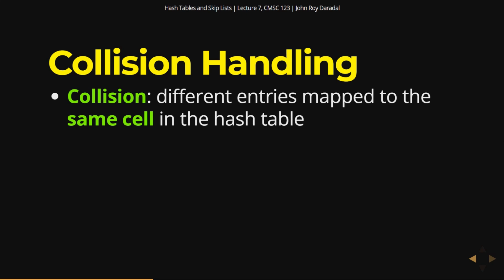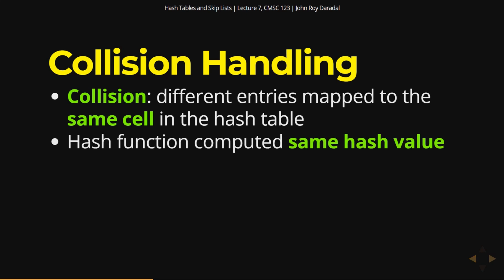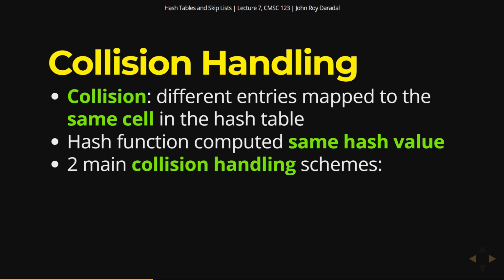Okay, so collision is defined formally as when different entries are mapped to the same cell in the hash table, and this happens when the hash function computes the same hash value for two different entries. So they are two different entries but they are pointed to the same cell. So there is a collision. We have to handle these collisions for our hash table to work properly.